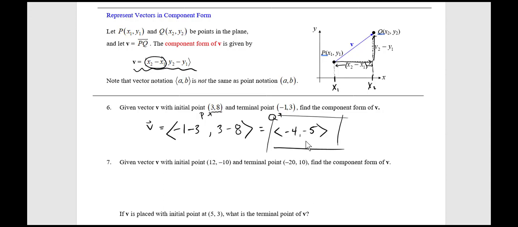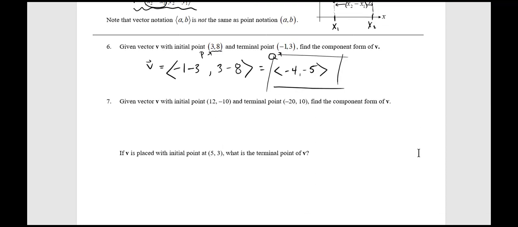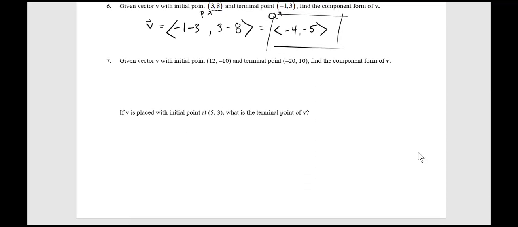Now, given vector v with initial point negative 12, 10 and terminal point negative 20, 10, find the component form of v. Let's see about this. Maybe pause for a second, see if you can do this one. Otherwise, I'm going to go ahead and jump in and do this one. So, initial point, that's like our p. Terminal point, that's like our q. Subtract where you're going minus where you started, component by component, coordinate by coordinate. Negative 20 minus negative 12, 10 minus 10.